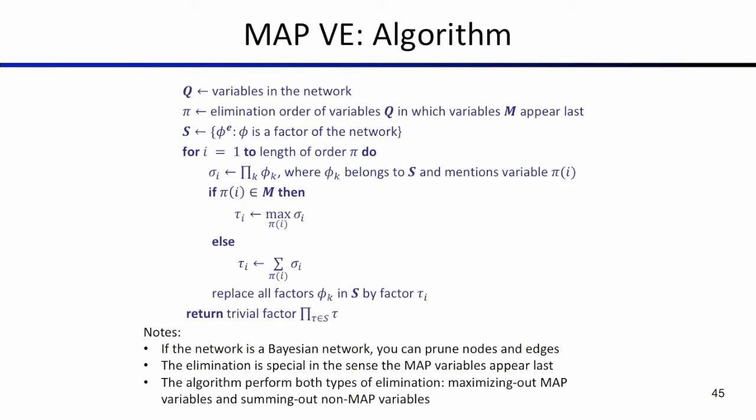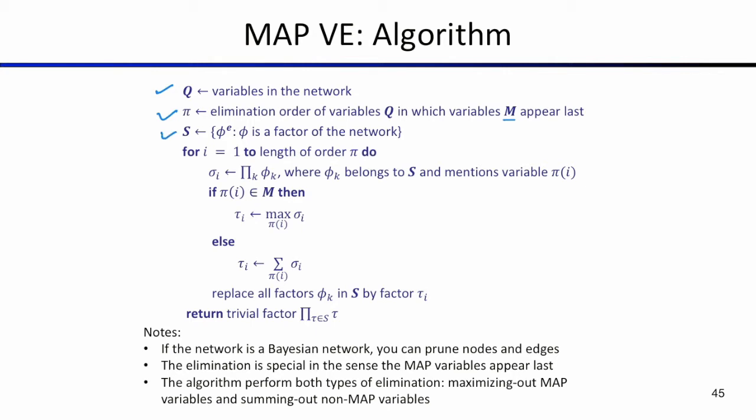So this is the map VE algorithm. We start with a set Q of variables that we have in the network. The pi is the elimination order for the variables Q, but it's a special one because the map variables that we call M will appear last, right? So we start with the hidden variables that we want to sum out, and we end with the map variables that we will maximize out.